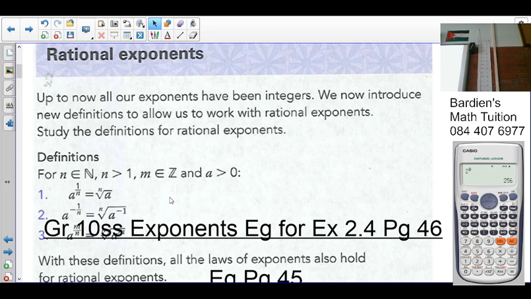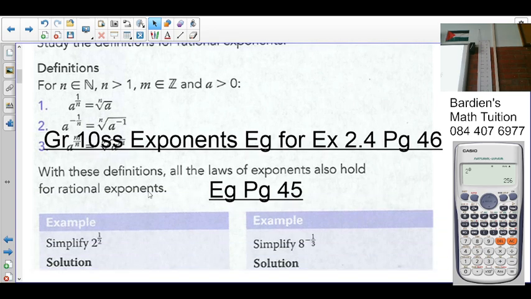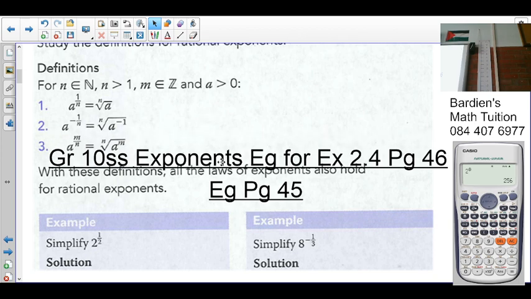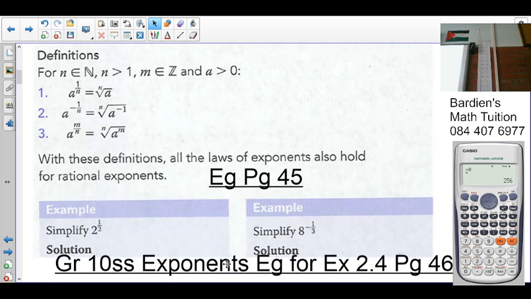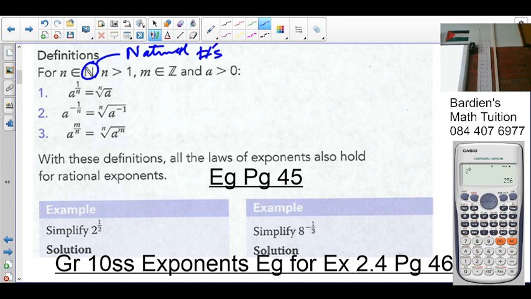Some definitions for rational exponents. People, when you were in grade 9, we exposed you to these laws already. As you know, there are many new grade 10s here. Probably you didn't touch on this last year. So for the benefit of them, we're going to just go through it again. For n an element of natural numbers, n has to be greater than 0. You see, this n here is natural numbers, and that n denotes the denominator.